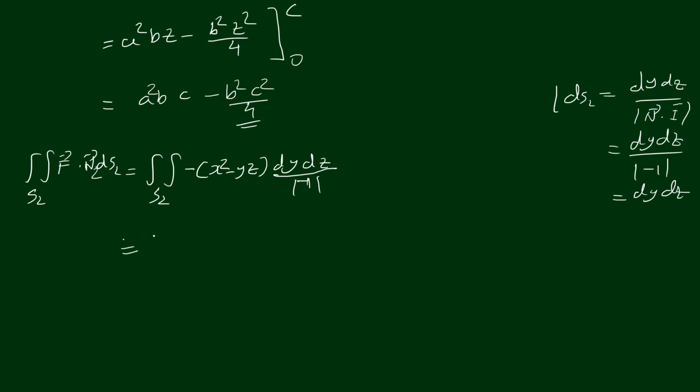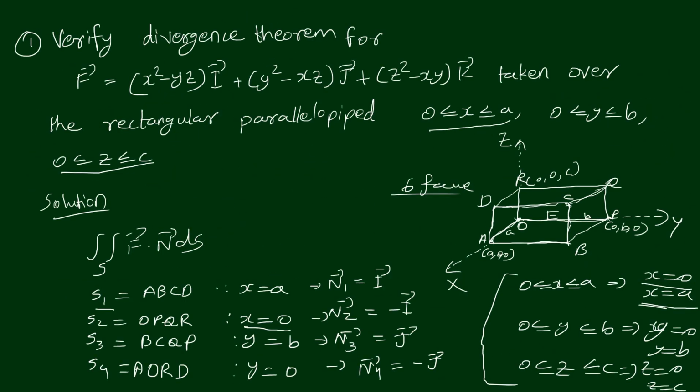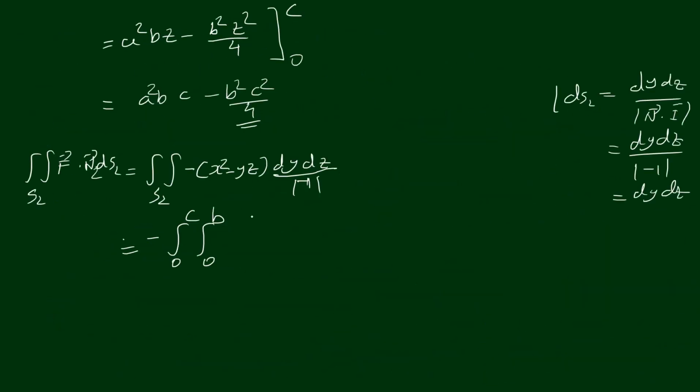Now what is the limit? The limit of y is 0 to b, the limit of z is 0 to c, and the minus we take outside. What is the x value? Over S2, what is the equation of S2? It is x equal to 0, so that term will not be there. We will get minus yz dy dz. So minus and minus will become plus.